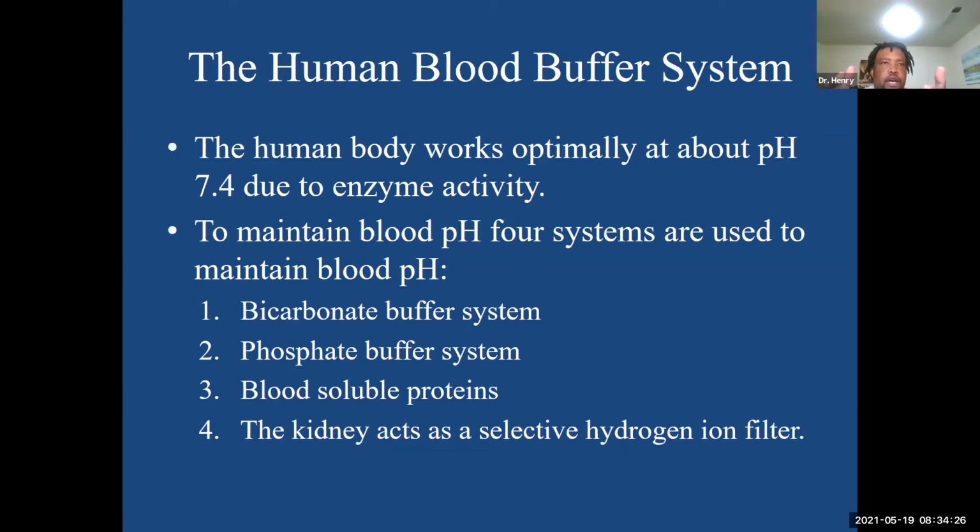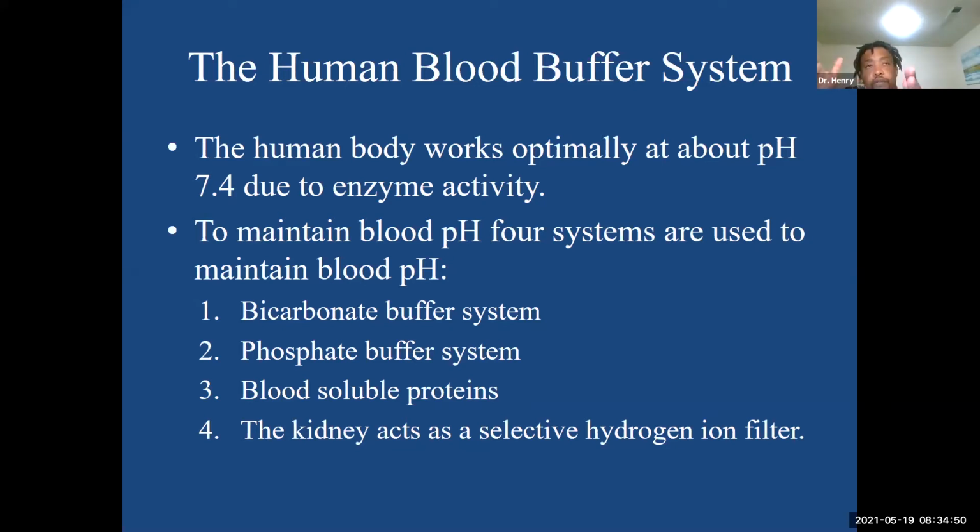Then you have the phosphate system, which we use phosphates for ATP. That inorganic phosphate actually acts as a buffer as it's floating through the system. And then you have tons and tons of soluble proteins that also buffer the system. All of these work together in a nice little system to keep your blood at roughly the same pH.